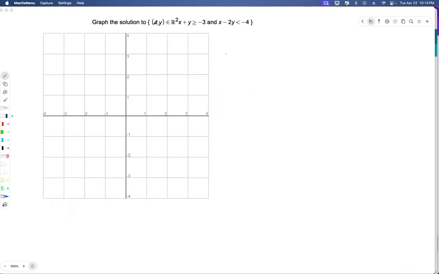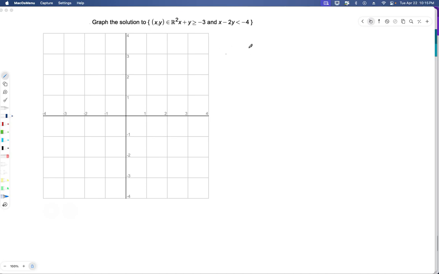This says to graph the solution (x, y), this point, where it's a member of the reals with 2 number lines. So R2 just means you've got an x-axis and a y-axis. You've got 2 number lines. That's what that means. So we're looking for the x-axis and the y-axis intersection point that is a member of the Cartesian coordinate system.